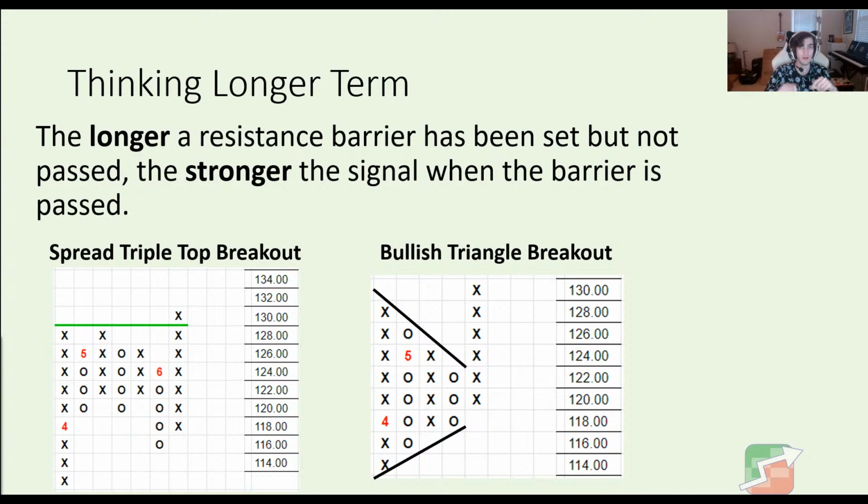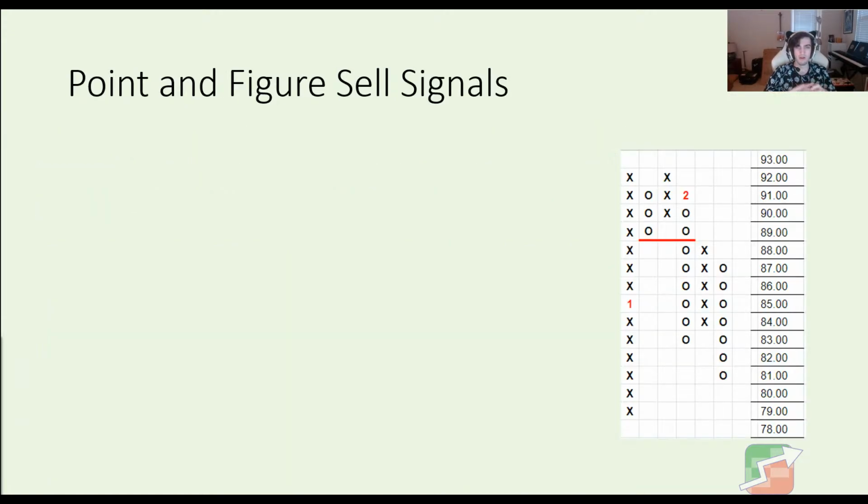So again, the longer a resistance barrier has been set but not passed, the stronger a signal it is when the barrier is finally passed. Now we've talked about the buys, let's go look at the sells. And a lot of this should be familiar because it's the same thing as the buys, just on opposite day.